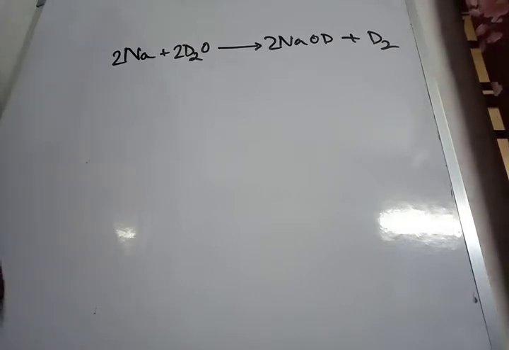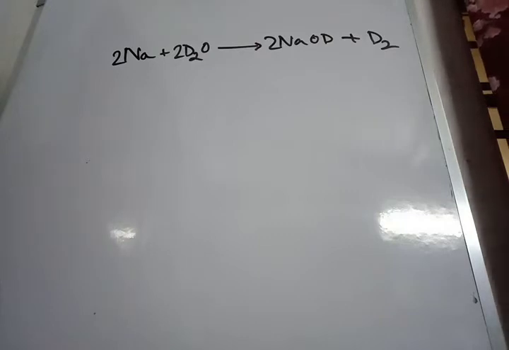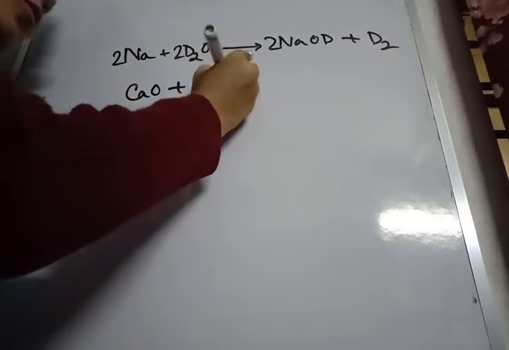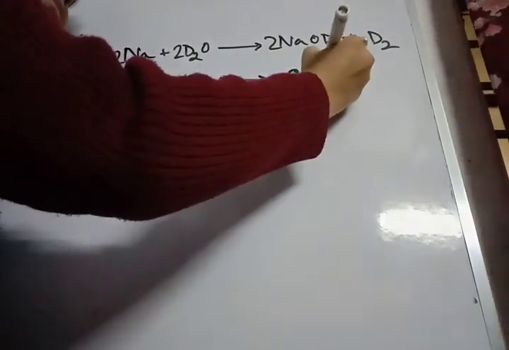Next, we move to action with metallic oxides. Basic oxides of metals like calcium, sodium dissolve in D2O to form respective deuteroxides. Like calcium oxide will dissolve in D2O to form calcium deuteroxide.